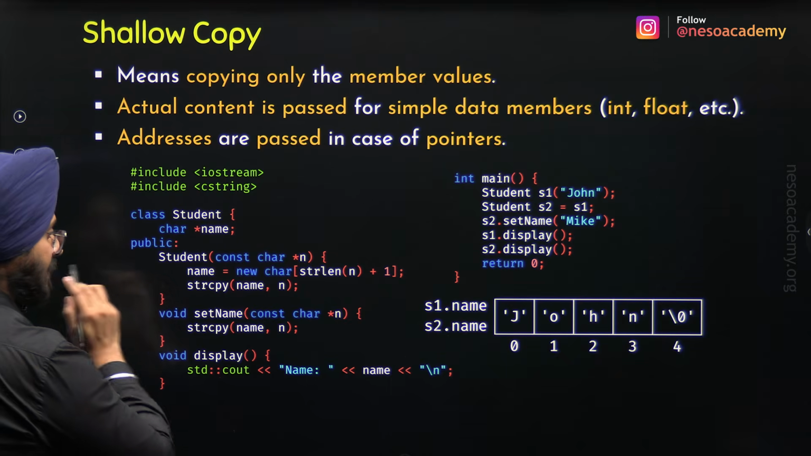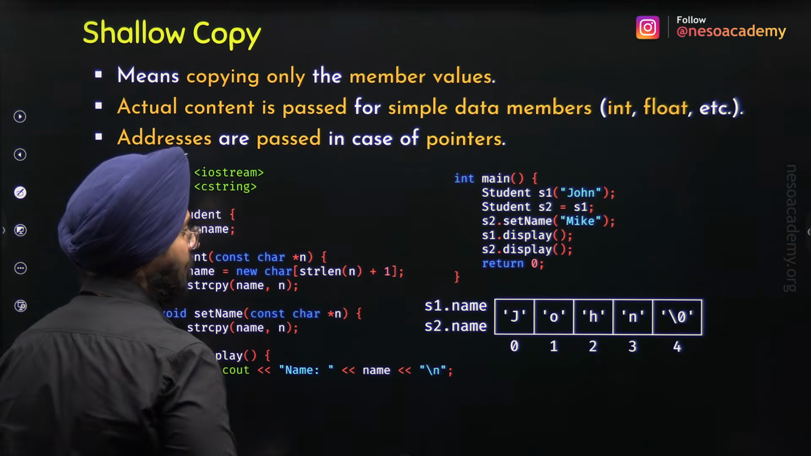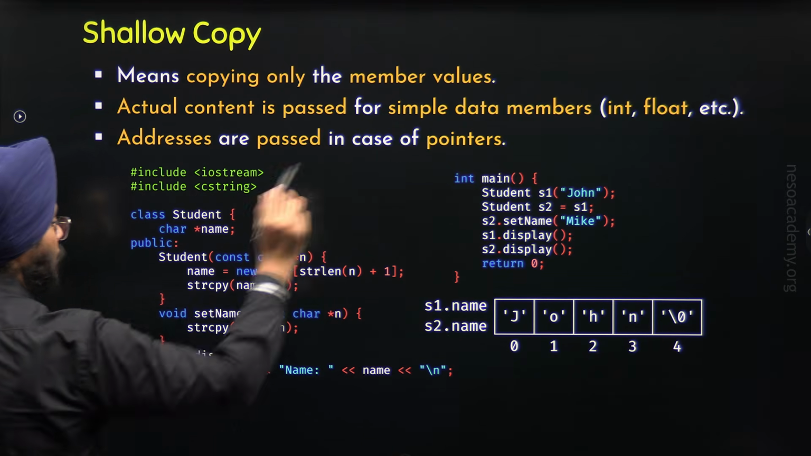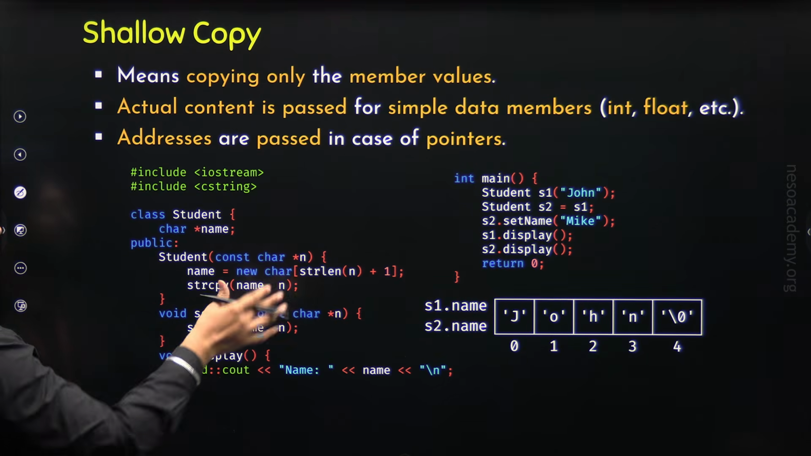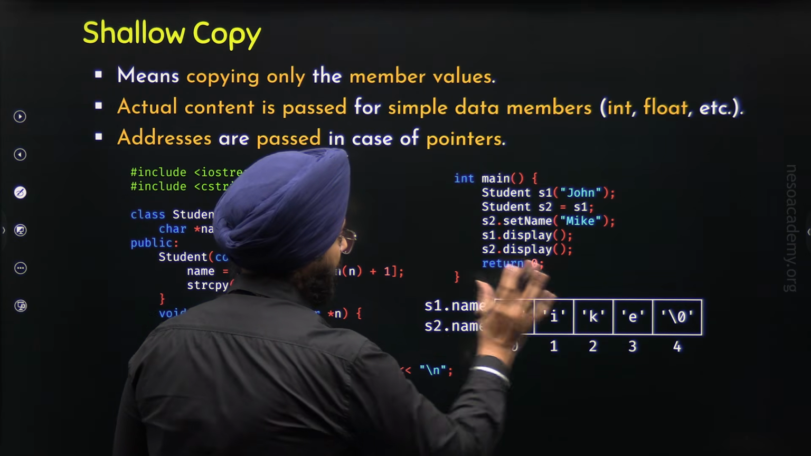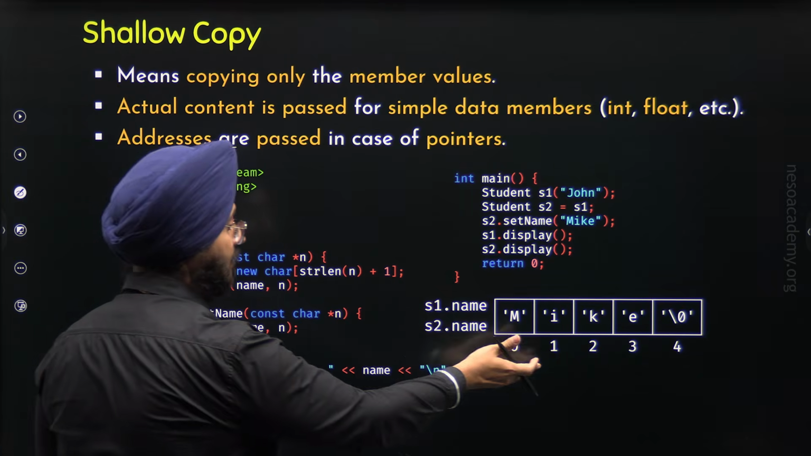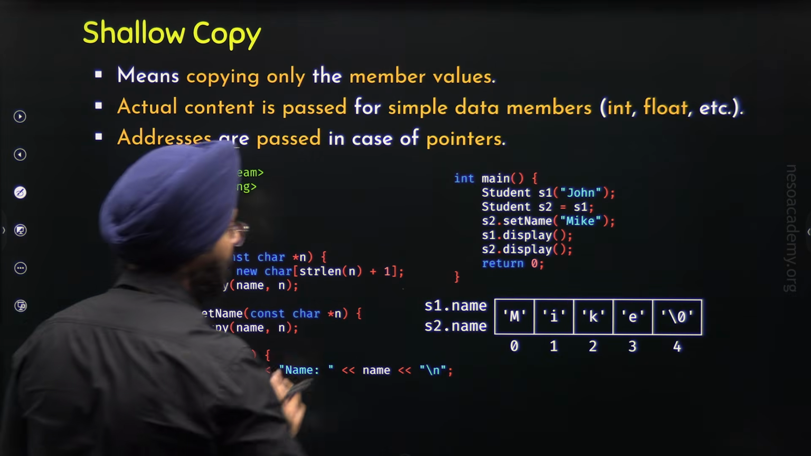Here we have name as the destination. We know this is same as S2.name because the setName function is called from S2. So through S2.name, we are making this change. Here we will get the string Mike. I hope this is clear to you. This array is modifiable. That is why we can see this new string in this array.